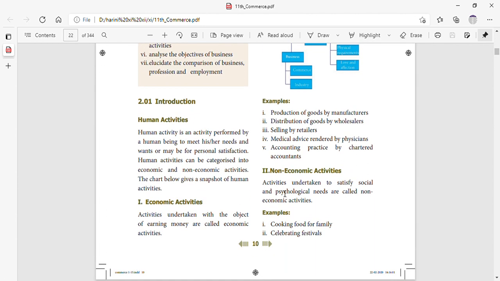So the second classification is non-economic activities. So your mother is daily cooking food for you. Your father is going out and earning money for you. So you are celebrating a lot of festivals. So all these things will come under non-economic activities because when your mother cooks, she does not come and ask you, hey, give me money.